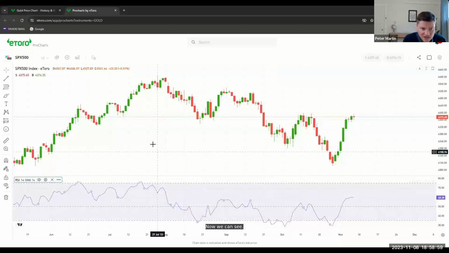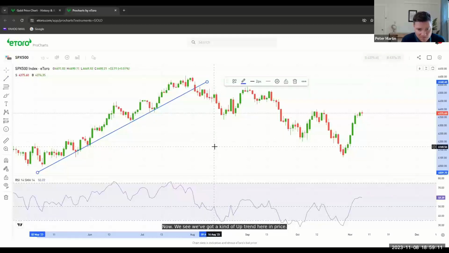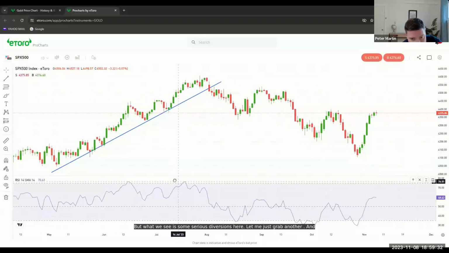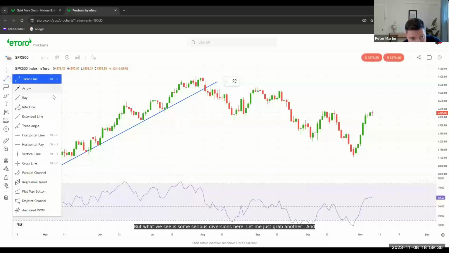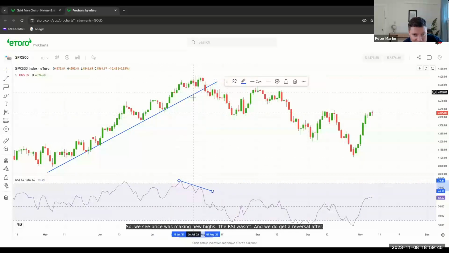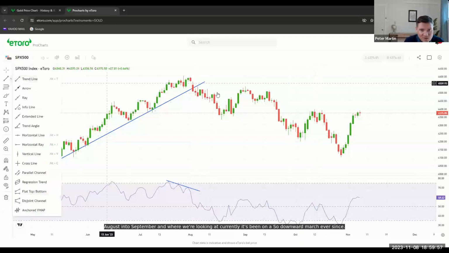Now we can see an uptrend here on the left, so I'm going to mark that on. So we see we've got a kind of uptrend here in price. But if we look at what the RSI is doing, for a lot of that we are seeing an uptrend in the RSI, but what we see is some serious divergence here. Let me just grab another trend line. So while we can see price was making new highs, the RSI wasn't. And we do get a reversal after August into September, and where we're looking at currently, it's been on a sort of downward march ever since.